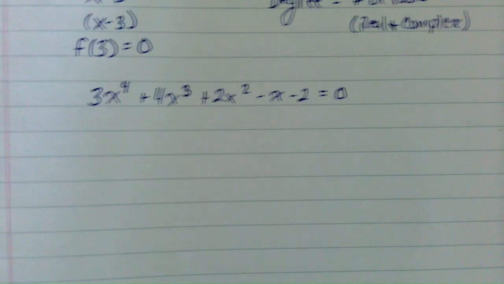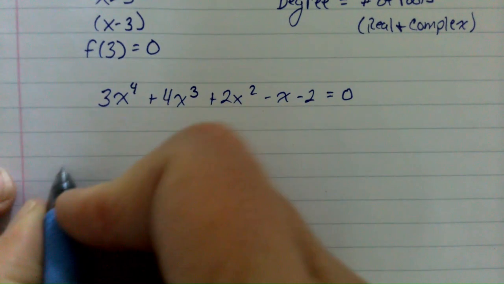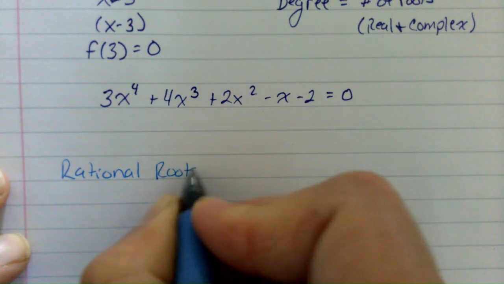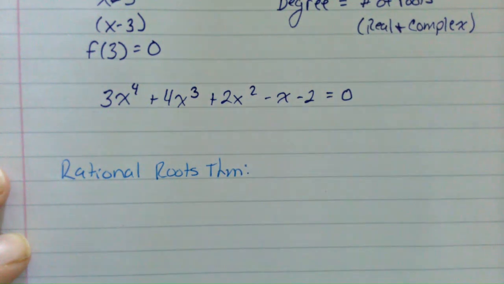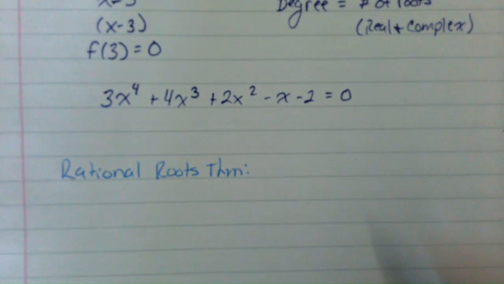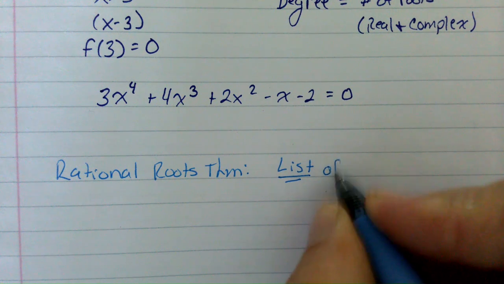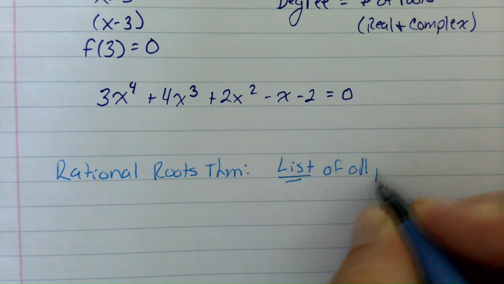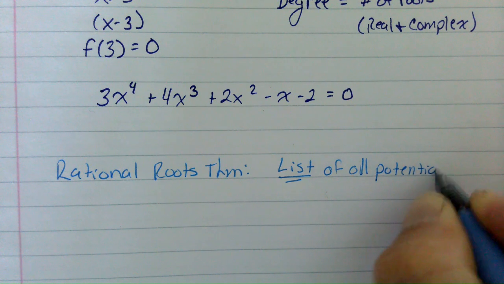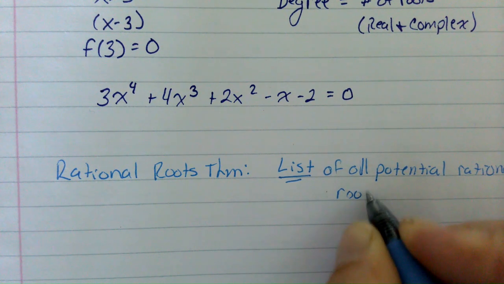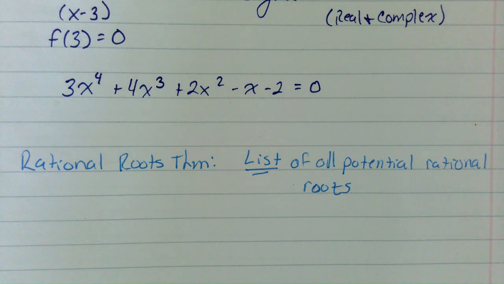There is something known as the Rational Root Theorem. I like to abbreviate theorem. The Rational Roots Theorem is going to make a list, important word there, list, of all potential rational roots. And the key word there is rational. This is not going to get those complex ones. It's not going to get any of them with a square root. This is only going to get the ones that can be written as a fraction.